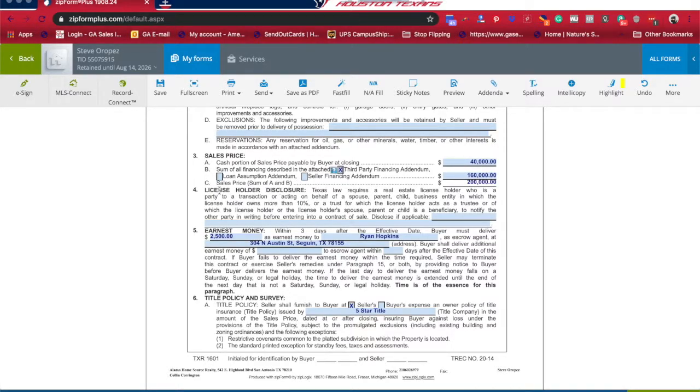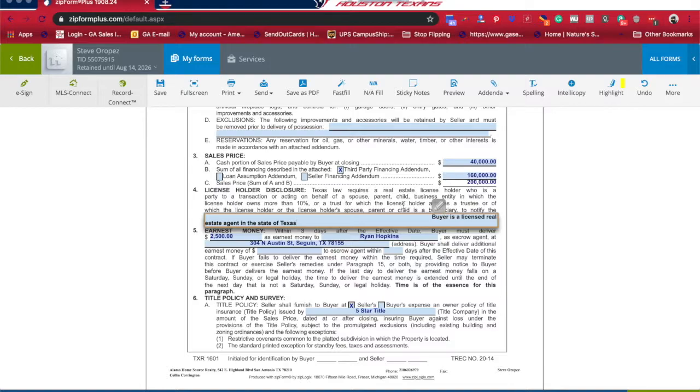I'm going to go ahead and touch on section number 4 here as well in this video, because this is pretty straightforward. Section number 4 is the license holder disclosure. Texas law requires that a real estate license holder who is party to this transaction or acting on behalf of a spouse, parent, child, business entity, whatever it is, if you are licensed or anybody is licensed in this transaction, you need to put it in here. Now, I'm not buying this particular house, but let's say I would. I would say that buyer is a licensed real estate agent in the state of Texas. Okay, that's important to put in here.